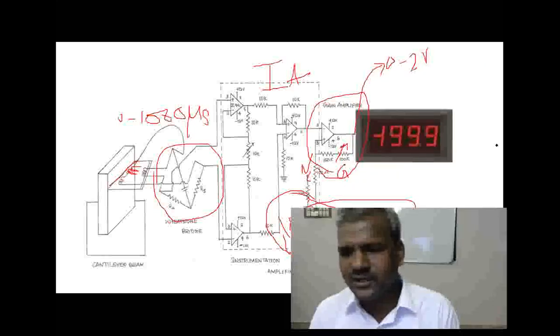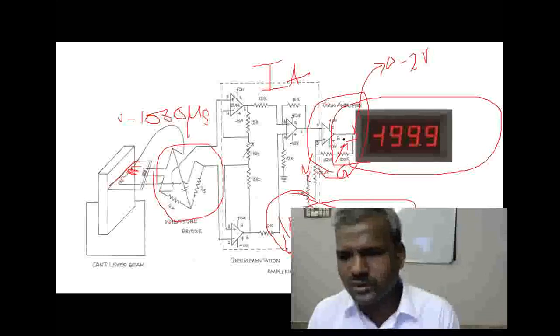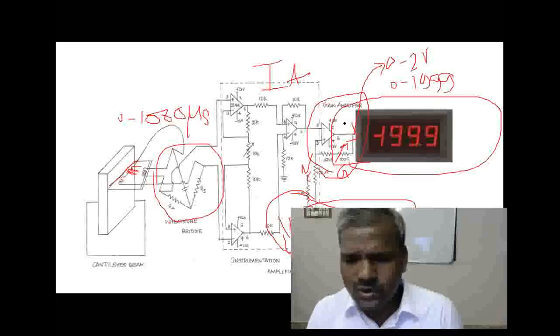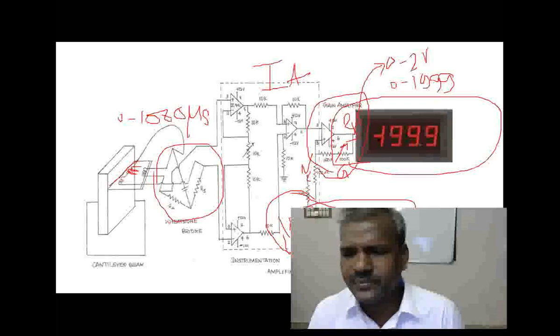I will first tell about this digital display. The input to the display is just 0 to 2 volt. The output on the display is 1999, that is, 0 to 2 volt converted into 0 to 1999, which is 2000 counts. When we give 0 volt input, only 3 digits show 0, 0, 0. This fourth digit is not coming. When we give 2 volt, the full count 1999 will be displayed. So this is a 3.5 digit display.